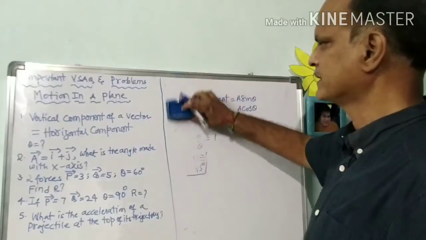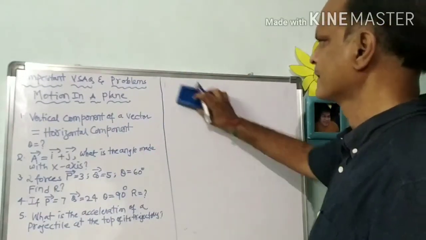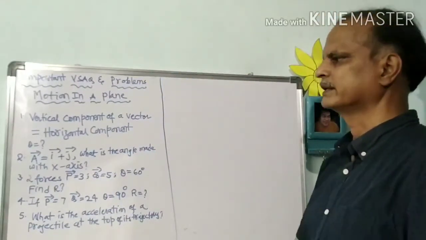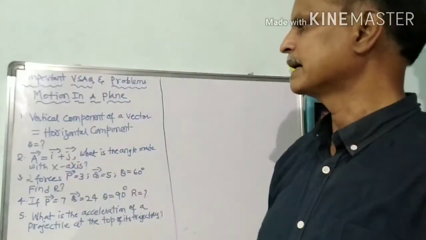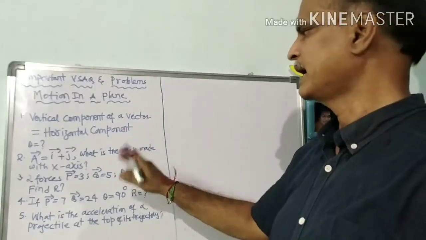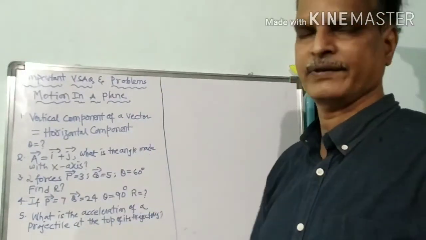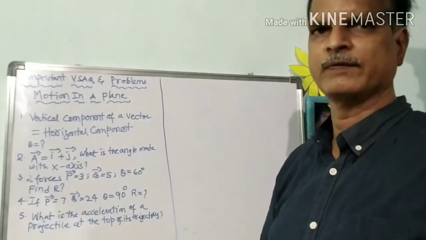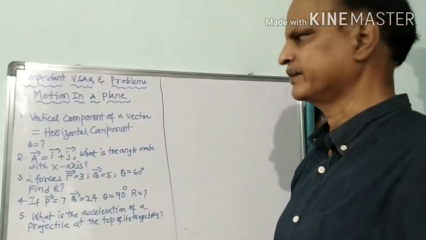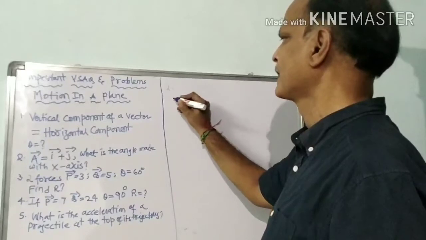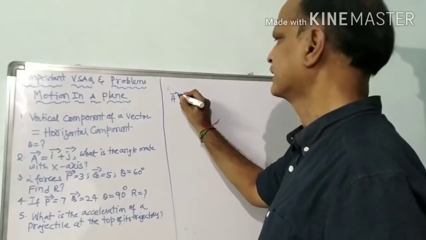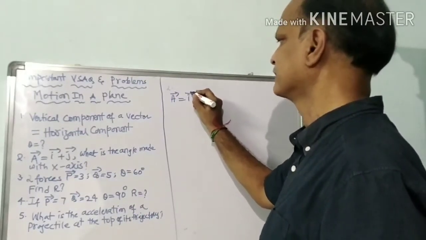Now we have the second one. In the second question he says that A bar is equal to I bar plus J bar. What is the angle made with the X axis? So we have to find out the angle made with the X axis. The given vector is A bar is equal to I bar plus J bar.